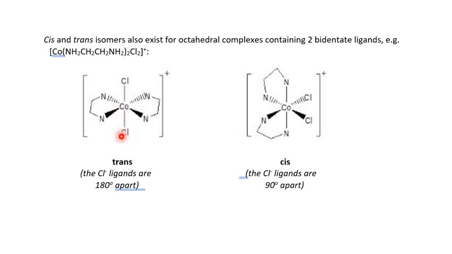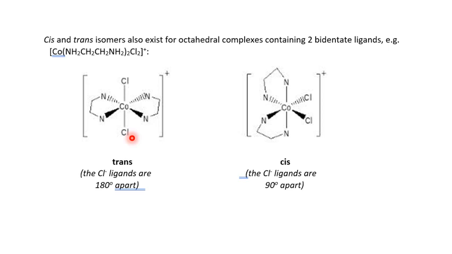The two unidentate ligands, the chlorides, are 180 degrees apart, so that is the trans isomer. Here again, you've got the two bidentate ligands, the diaminoethanes, and the two chlorides, but the two chlorides are 90 degrees apart, and so that's called the cis isomer. And again, those exist as separate ions that don't easily change one to the other and back again.